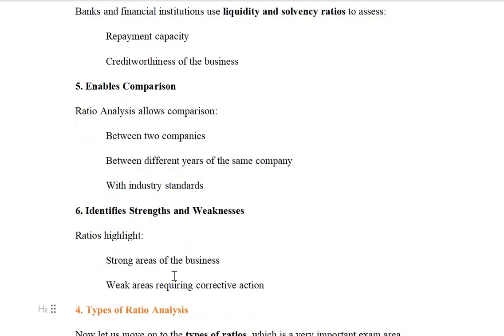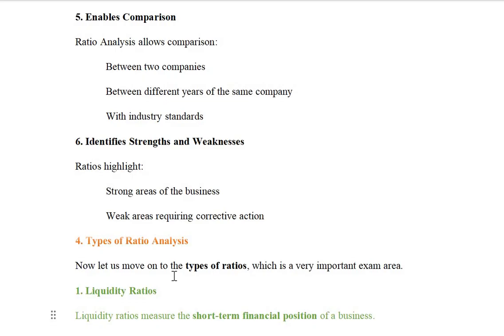Next, we'll move on to the next important use, which is that it enables comparison. Ratio analysis helps to compare between two companies, or the past data with the current data of the same company, or to see whether we meet the standard, because for each and every ratio we have an ideal ratio. By calculating the actual ratio, you can compare with the ideal ratio and see whether we meet the industry standard or not. All this you can do by using ratio analysis.